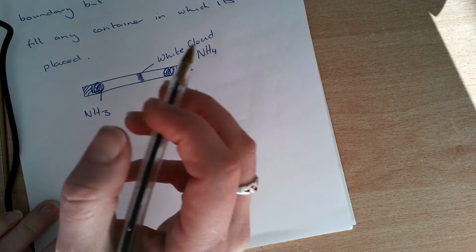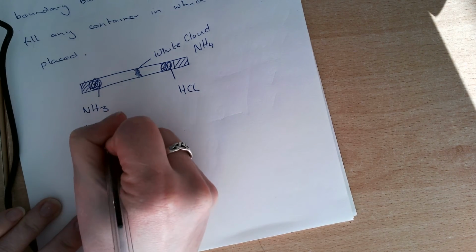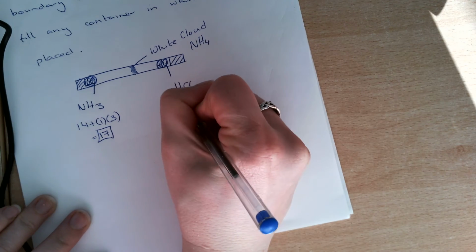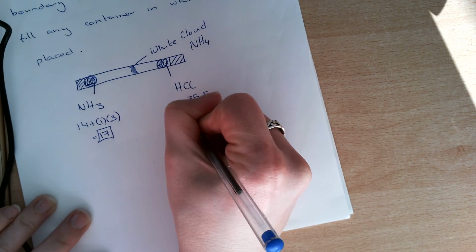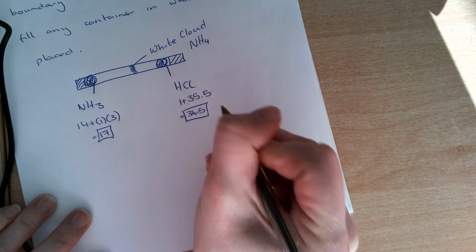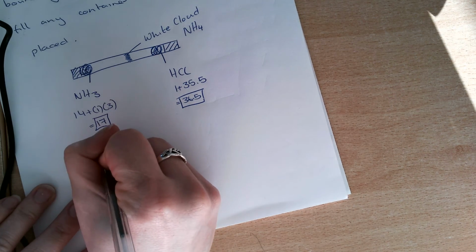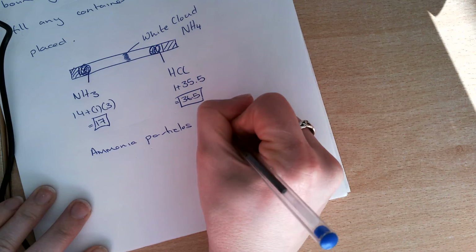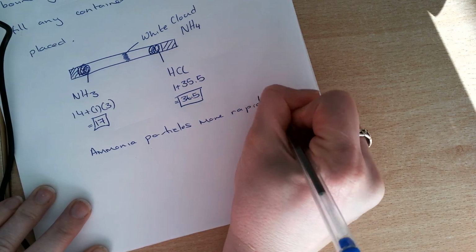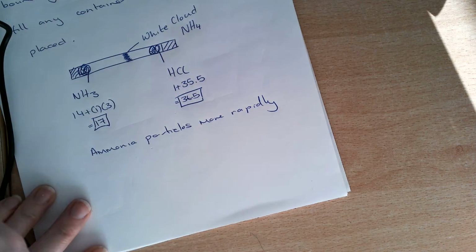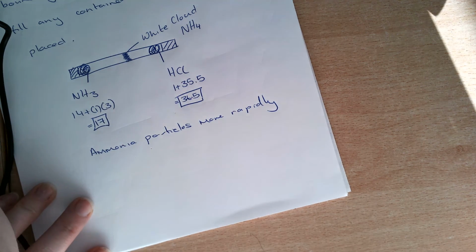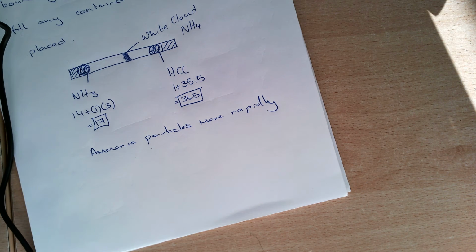And again they move. The ammonia particles here, 14 plus 1 times 3, give it a relative molecular mass of 17. And hydrogen chloride is 36.5. So if I look at this, my ammonia particles are moving more rapidly. Why? Because they have less mass. And the reason why I know they move more rapidly is because this white cloud is further over towards the HCl side. Okay, so that is a small little demonstration of gas particles moving by diffusion.